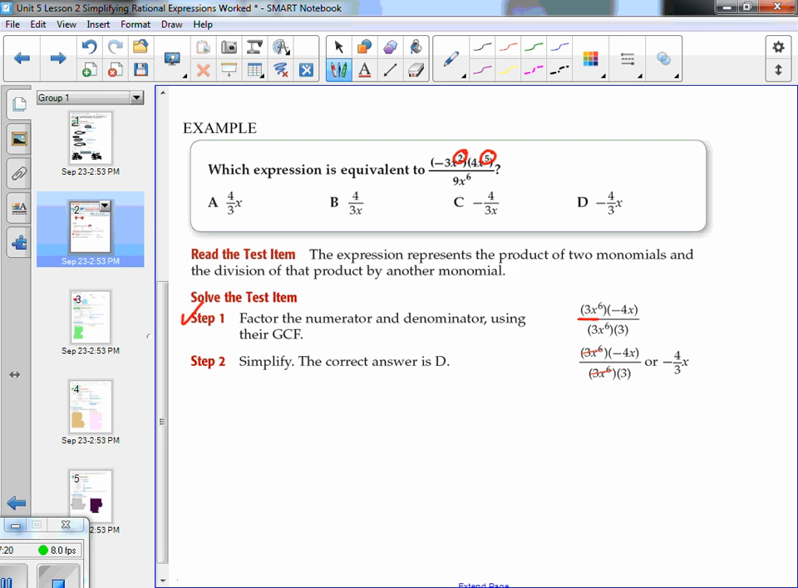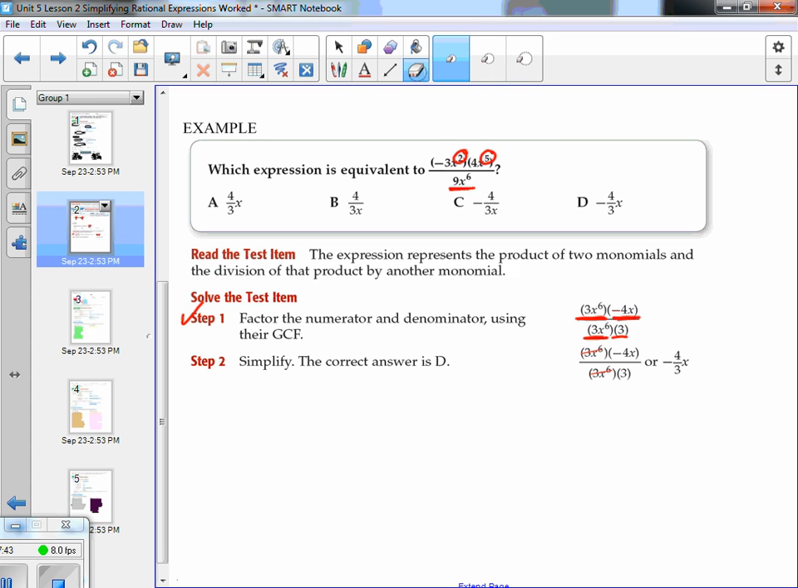So look how they wrote it. They wrote that as a 3x to the 6th times a negative 4x. So you've still got 7 factors of x. They just juggled them around, which I'm not a big fan of, but that's what they did. And then in the bottom, that 9x to the 6th, they rewrote that as 3x to the 6th times 3.